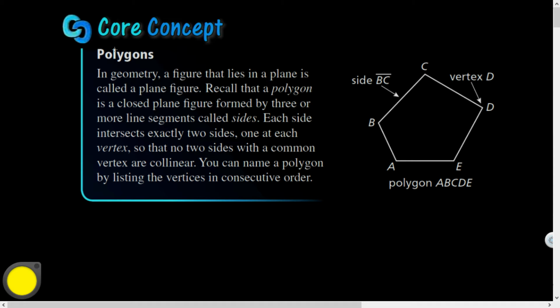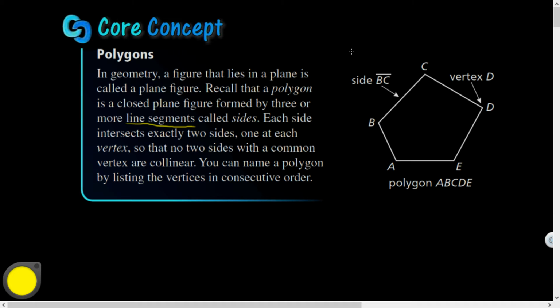Polygons. In geometry, a figure that lies in a plane is called a plane figure. Recall that a polygon is a closed plane figure, so it connects to itself. There's an interior and an exterior, okay? Formed by three or more line segments. All right, so these are linear segments. They can't have curviness to them, called sides.